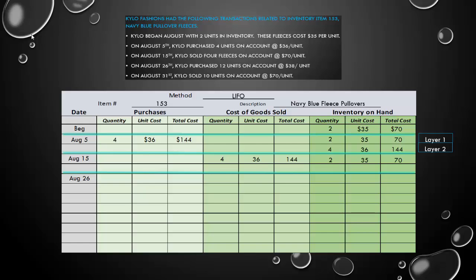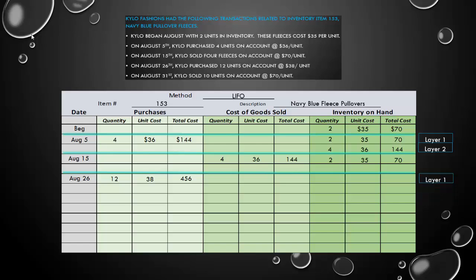On to August 26th, where we're going to purchase an additional 12 units at $38 apiece. Well, let's put that in the purchases section. So we bought 12. They were $38 apiece. 12 times 38 means that had a total cost of $456. Again, now we have units with different unit costs, which means we need to layer our inventory.